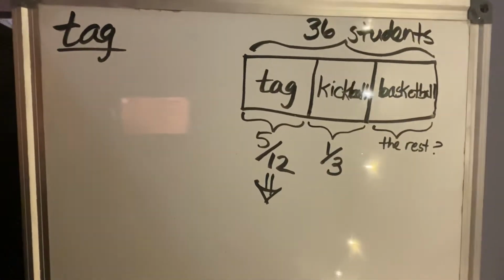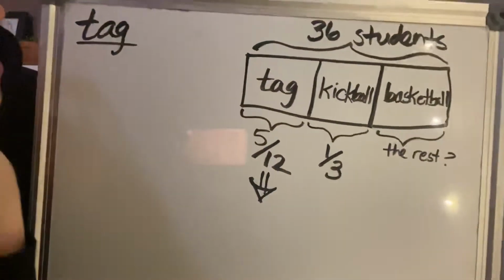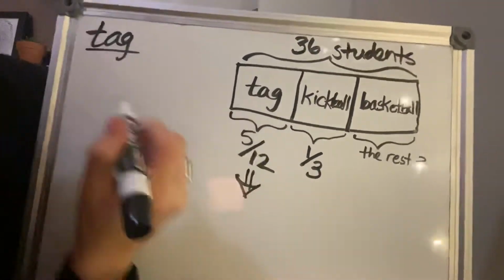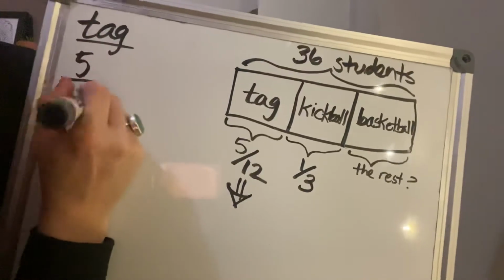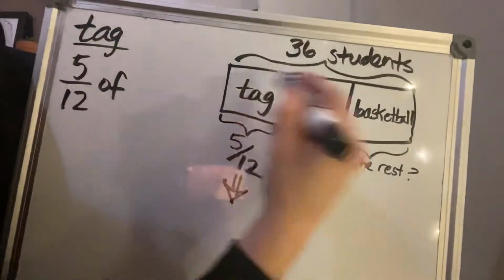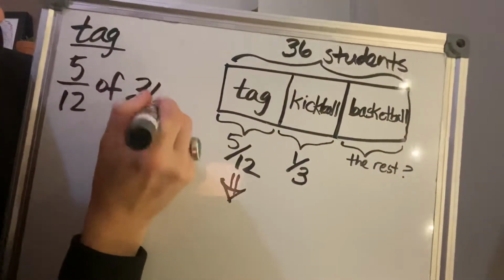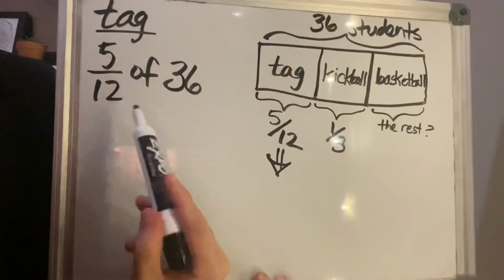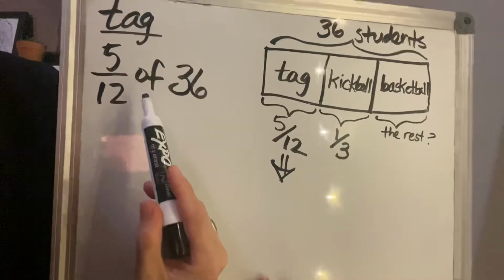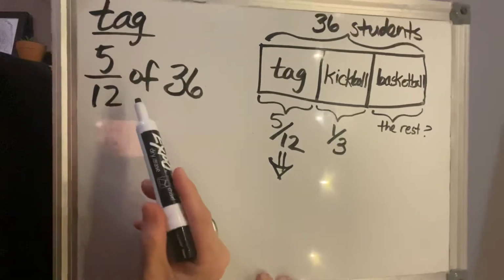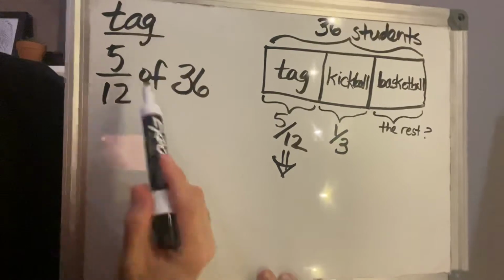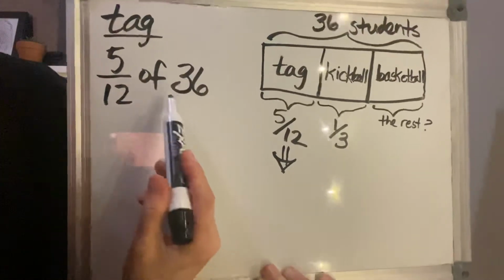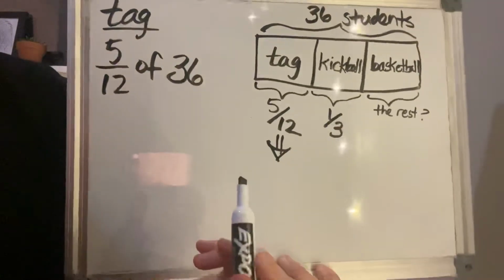Okay, awesome work. Let's go over this together. How many students played tag? Well, we know that 5/12 of our whole 36 students played tag. When we write that out, what do we remember? What does "of" mean? Of means multiplication. So I can multiply this fraction of this whole to figure out how many students that is.